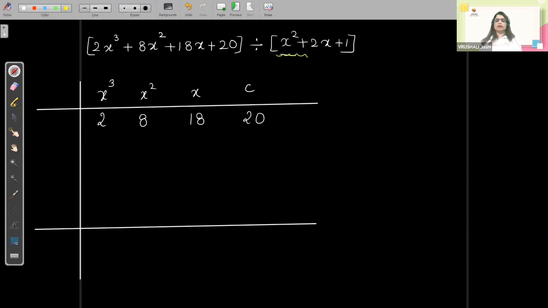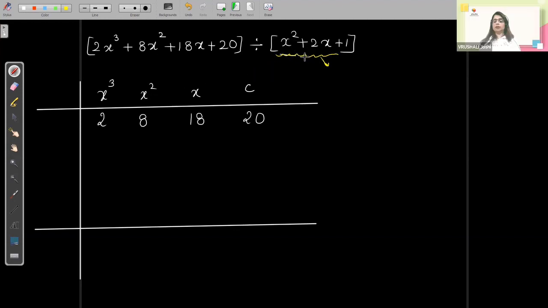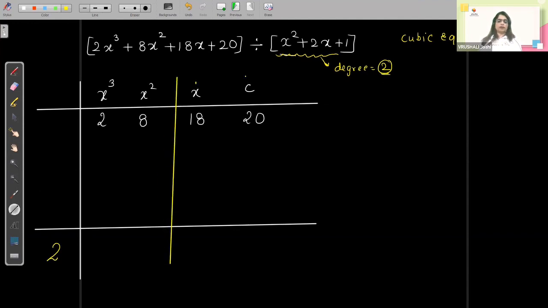Saras, are you with me? Yes. You will divide this entire polynomial by another quadratic. So it is a cubic. What type of equation is this? It is a cubic equation divided by a quadratic equation. Correct? So if it is a quadratic equation, that means degree is equal to 2, right? Okay, this 2 we will write down here. Now, because this is 2, we are going to leave 2 numbers like this and you will draw the line. Correct?